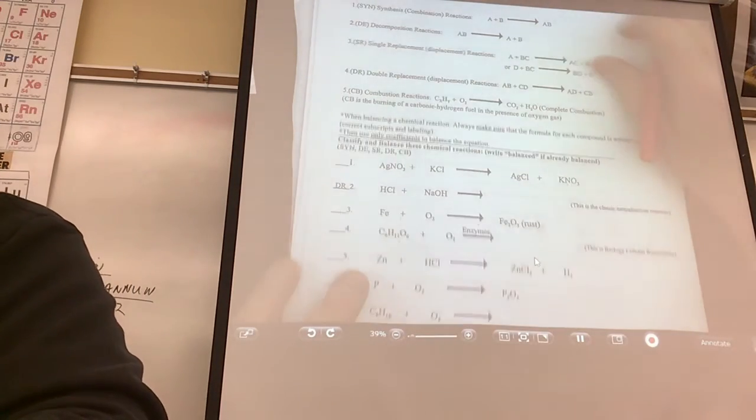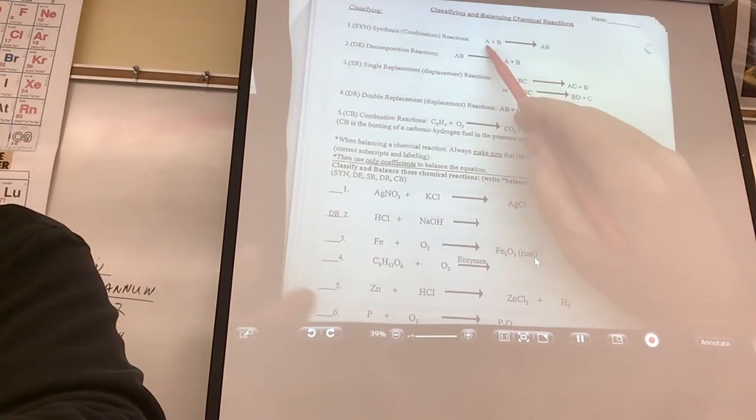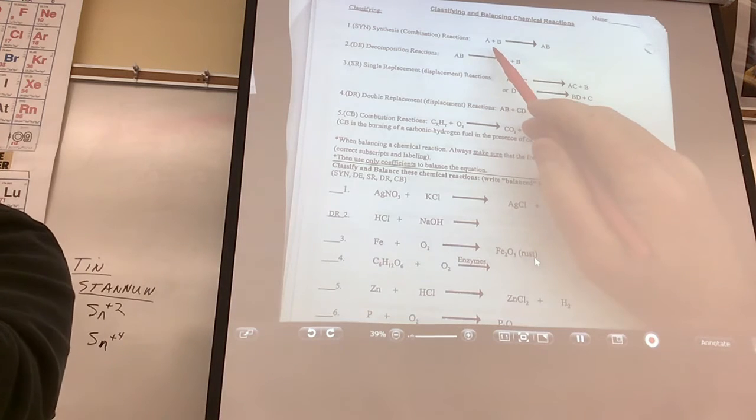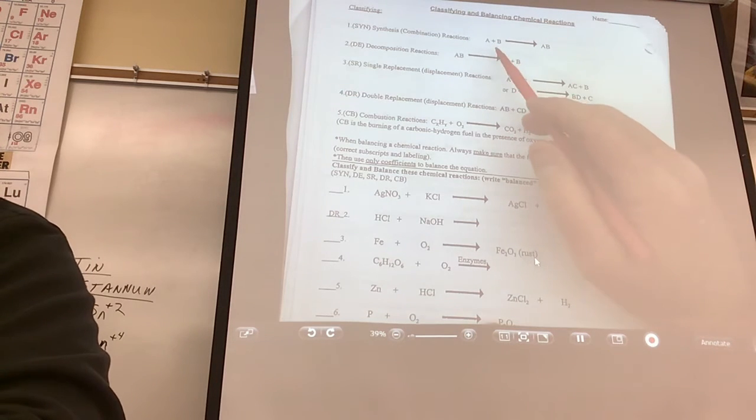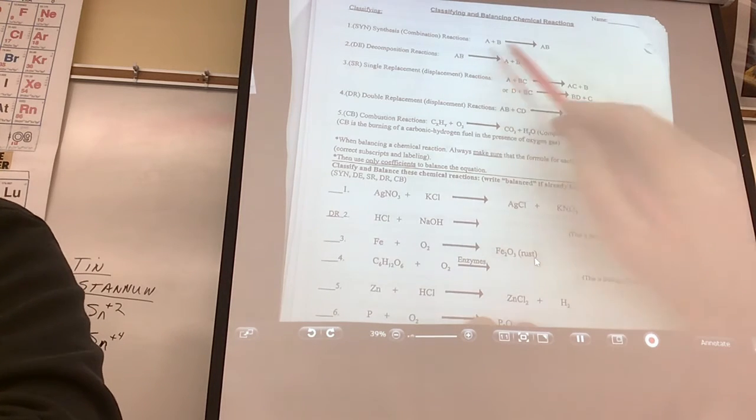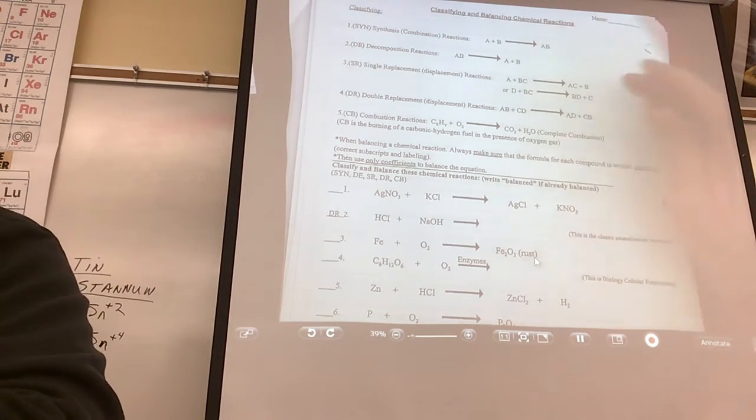So look at the synthesis reaction. A plus B yields AB. Is that pretty simple? So most of the time it looks something like this. A plus B yields AB. This is called a synthesis reaction.